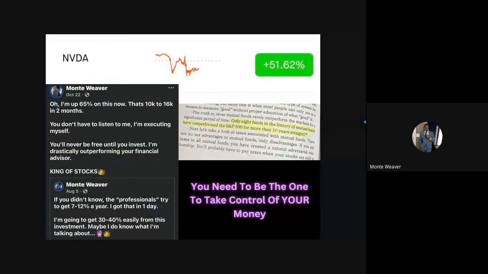Next, you need to be the one to take control of your money. Nobody else is going to take control of my money. And y'all going to see why at the end of this presentation, but you need to be the one to take control of your money. Only 8 funds in the history of mutual funds have outperformed the S&P 500 for more than 10 years straight. So why are you putting your money with them? I'm data driven. Why would you put your money in a stock that has not performed?